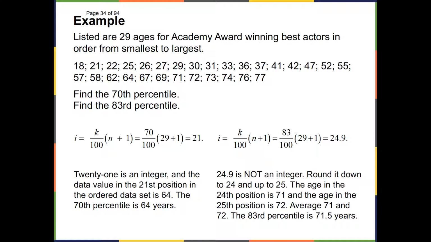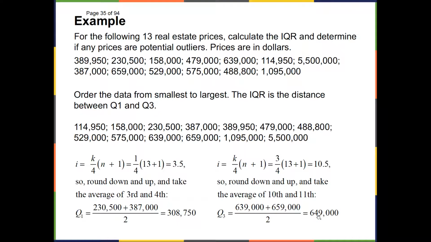Then, since I'm rounding down, the 83rd percentile is basically going to be between my 24th and my 25th integer, which would mean what's the average between 71 and 72? That would be my 71.5. I'll let you look at this here for a second, since this is another example, and then I'll explain it.